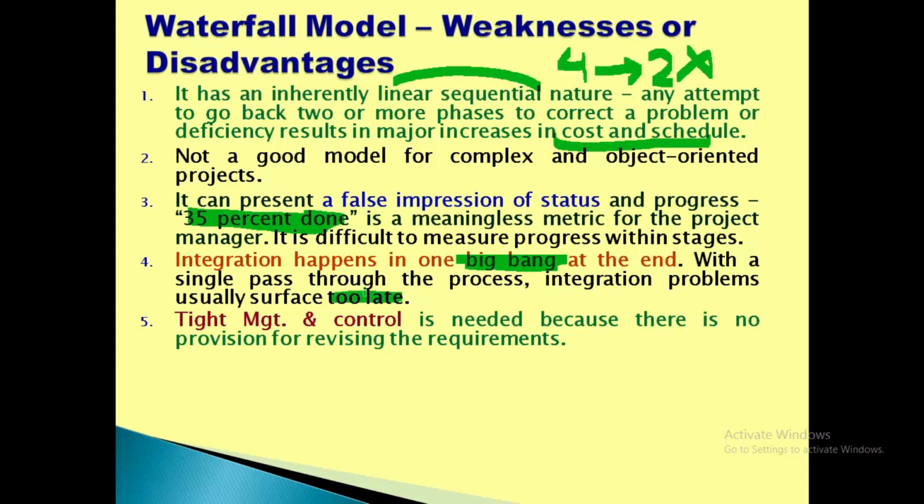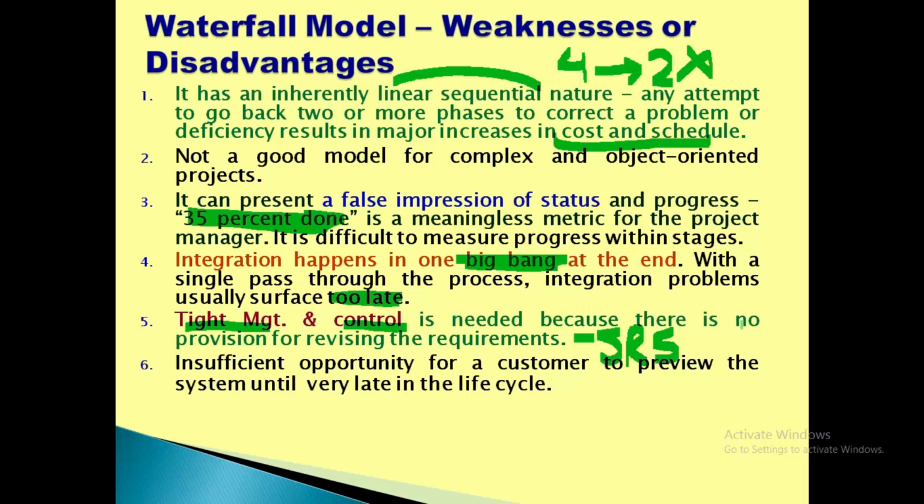Tight management and control is needed because there is no provision for revising the requirements. As the requirements are decided at a very early stage, in phase 2 you have the SRS which is developed and which becomes the contract for defining the functional and non-functional requirements of the project, and which cannot be modified later. So it becomes very important to keep tight management and control over the entire project, because you cannot revise your requirements.